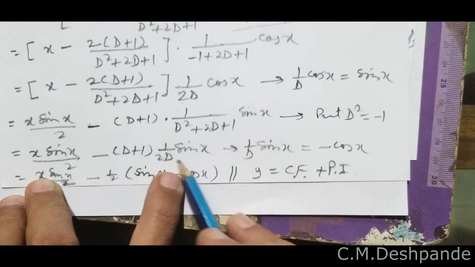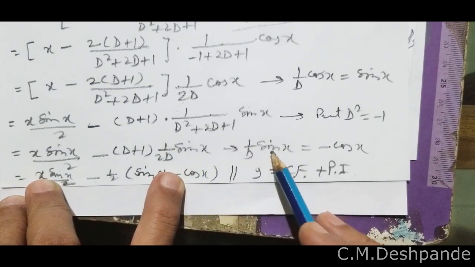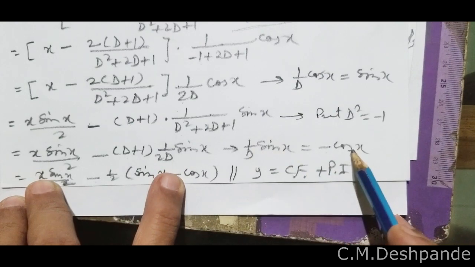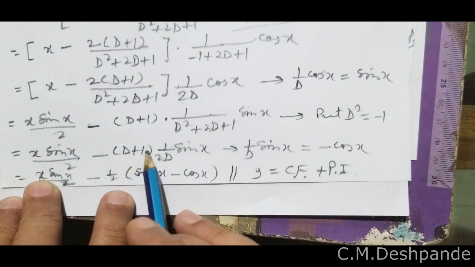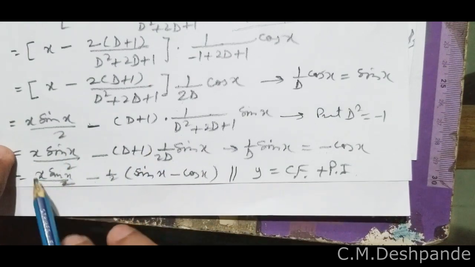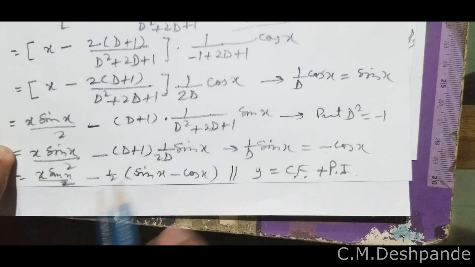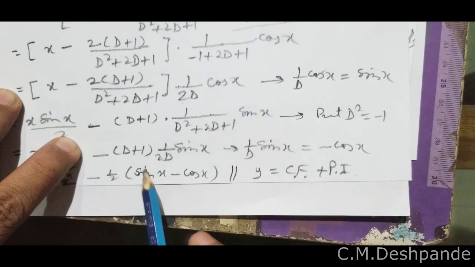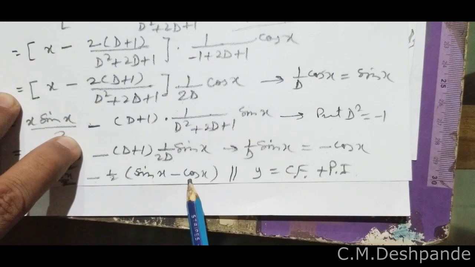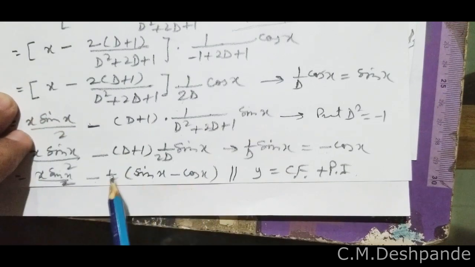Now operate 1 upon D on sin. 1 upon D means integration. Integration of sin is minus cos. So this is minus cos, and minus cos is operated by (D plus 1). So first term as it is, x sin x upon 2 minus, now D operating on minus cos x means the derivative of minus cos x is sin x, and 1 operating on minus cos x is minus cos x. So this is PI, and CF plus PI is finally the solution. Again, one example can be solved.